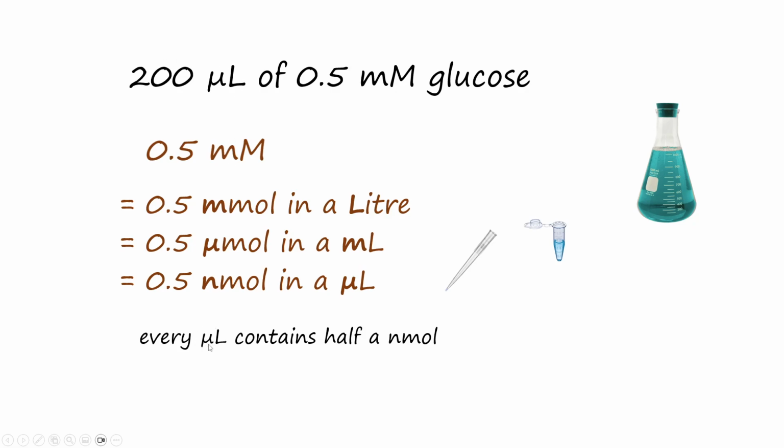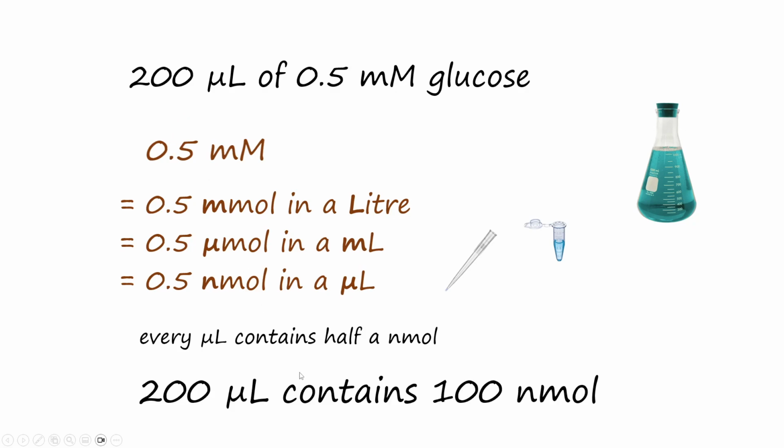And now we're going to express it in plain English. We're going to say every microliter contains half a nanomole, or 0.5 nanomoles. So now it's trivial to say if every microliter contains half, 200 microliters must contain 100 nanomoles. We haven't used any equations here. We've just done a flow of logic. We've used sensible numbers, and we've got to an answer that we can discern is correct.